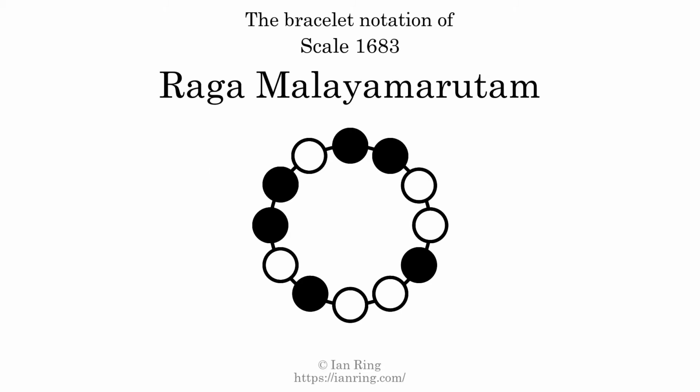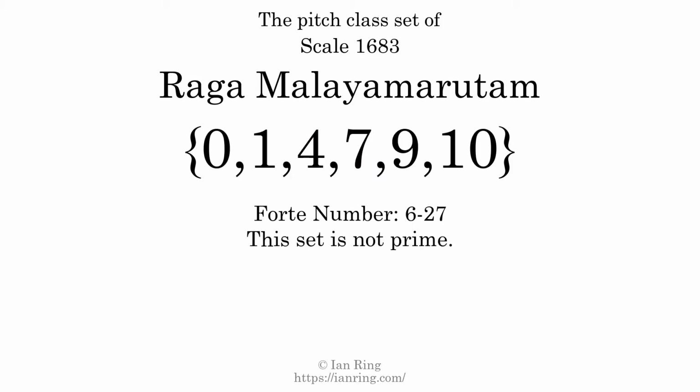This is a bracelet notation diagram of scale 1683. The shaded circles represent tones that appear in the scale, and they are read clockwise, starting at the top. The pitch class set for this scale is 0, 1, 4, 7, 9, 10. The fault class is 627. This set is not prime.